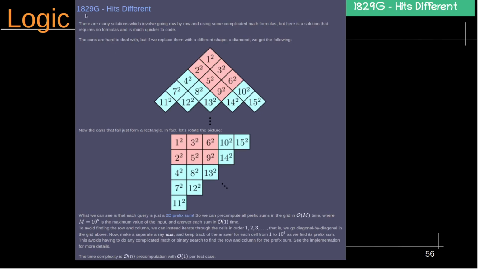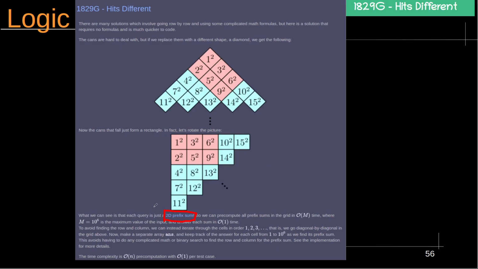The idea is, if we draw the given pyramid from the problem, it's like a diamond, not a pyramid. It will be like this. And if we rotate it counterclockwise, it will be like this. And we can see this is a matrix, and we just perform a 2D prefix sum. This is the clue, the light that gave me the answer.